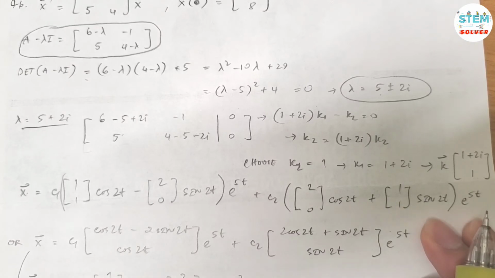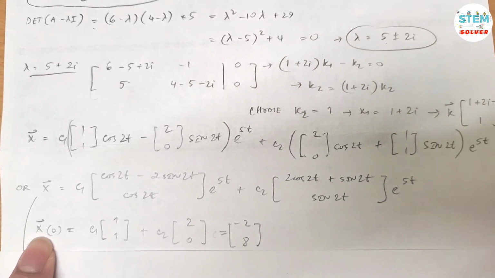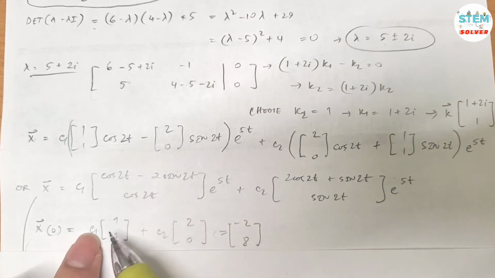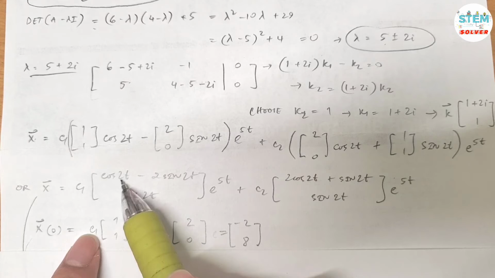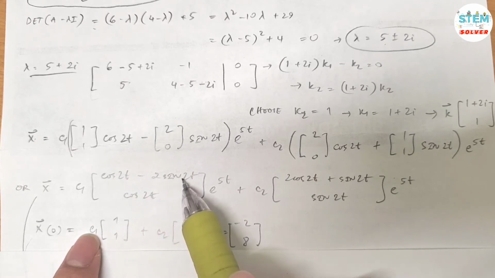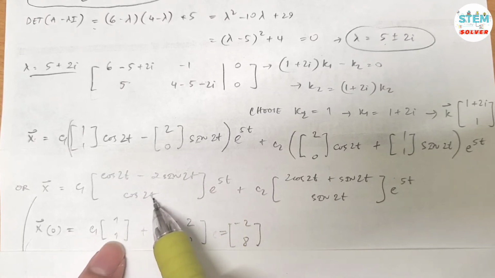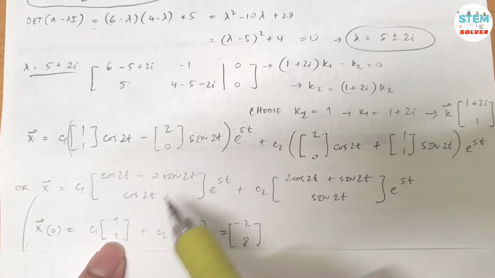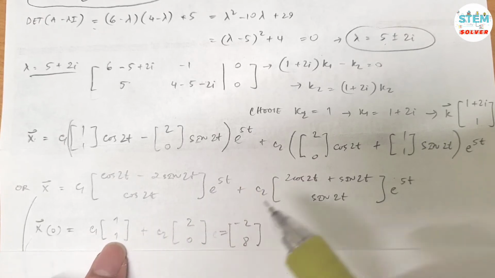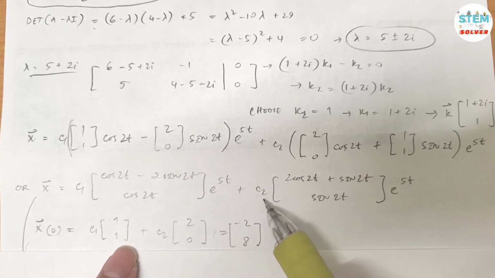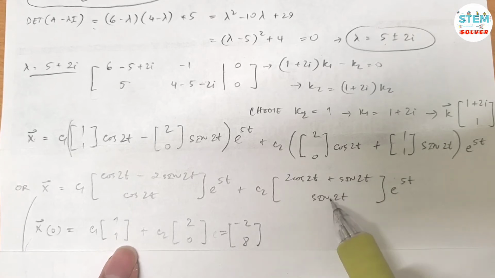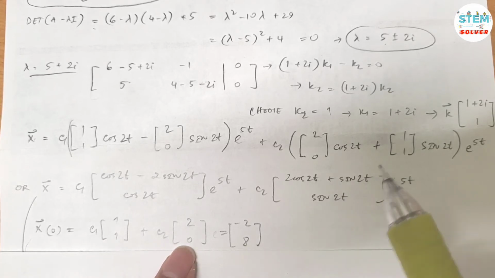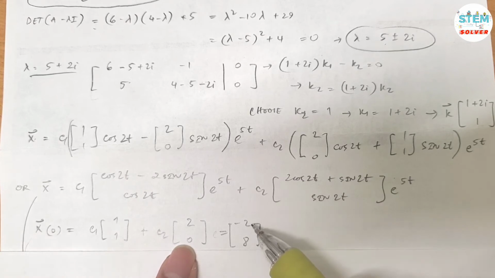Then with the condition of vector x at 0, plug in 0 for t. That gives me c1. Cosine of 0 is 1, sine of 0 is 0, and e to the 0 is 1. Same thing here, plug in 0 for t, and then that gives you this one. And the condition said that vector x of 0 equals the vector (-2, 8).